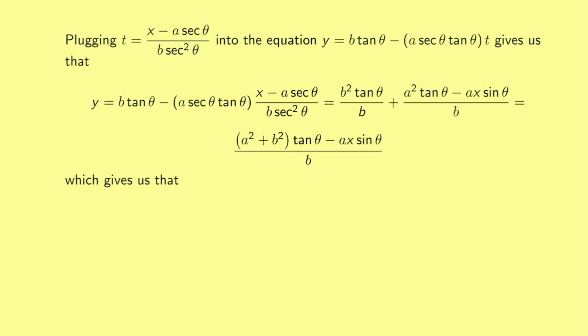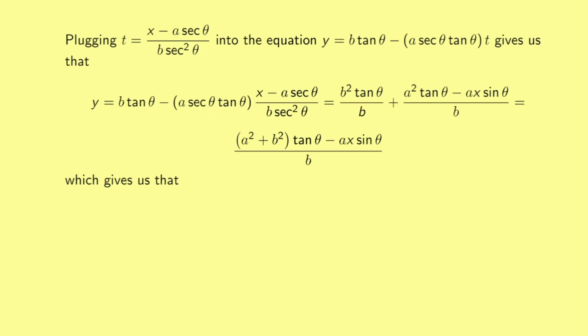And since we had tangent, which is sine over cosine, and here we have a secant, which is 1 over cosine, these cosines will cancel out too. Okay, and we are going to obtain a squared times tangent theta minus ax sine theta.